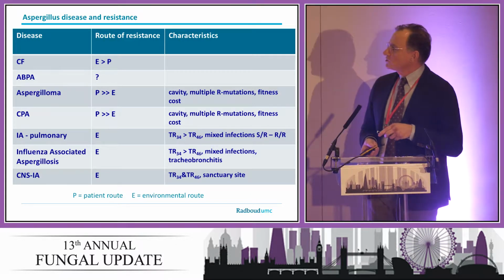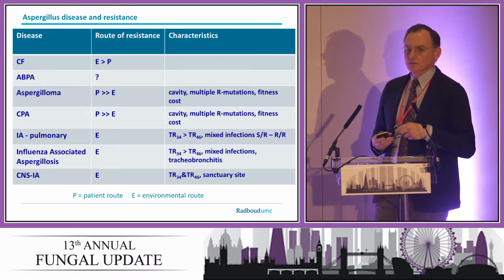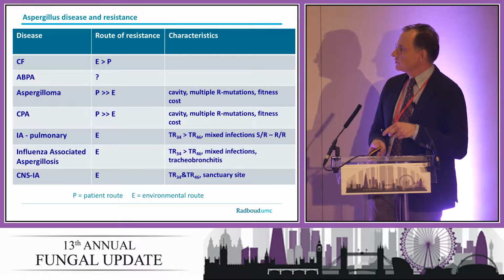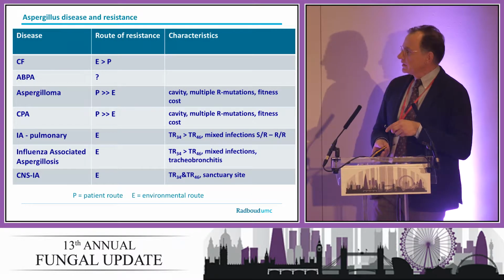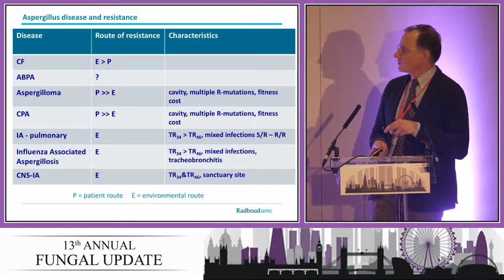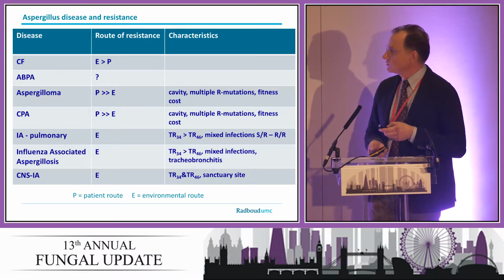But invasive aspergillosis is exclusively dominated by the environmental route. So the spores are already resistant. You find these tandem repeat mutations, but also you find mixed infections if it's in the lung. If you have it associated with influenza, we often find mixed infections, but also tracheobronchitis. And in CNS aspergillosis, we have a significant problem with the treatment.